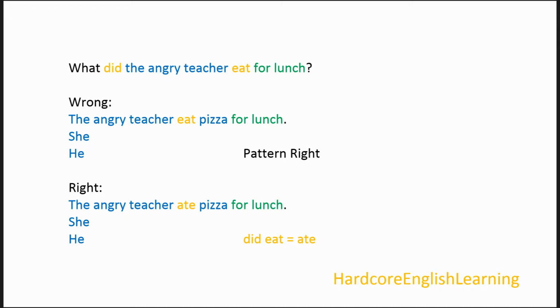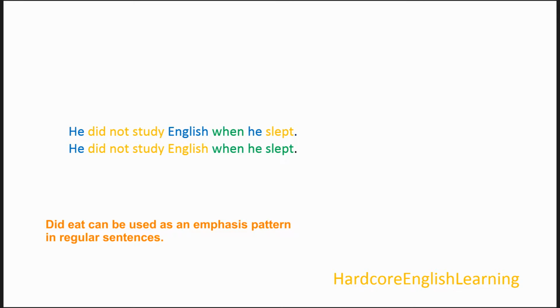Did not eat. Here is an example. He did not study English when he slept. The colors here, blue is for nouns, orange for the verb phrase, and we like to use green for things like prepositions and adverbs and time phrases and place phrases and special patterns. Sometimes it might be colored like the first sentence here.